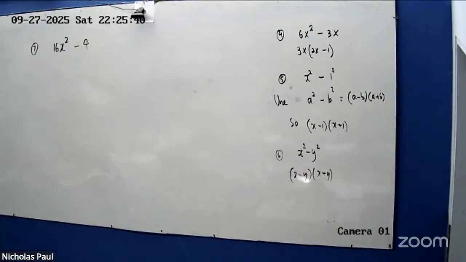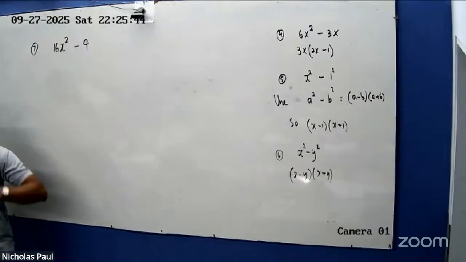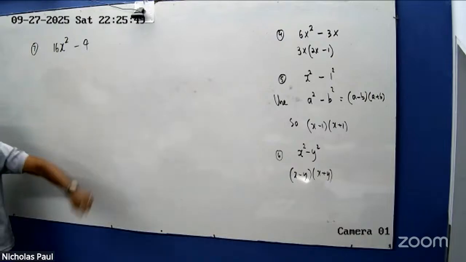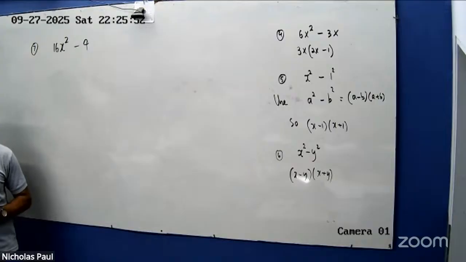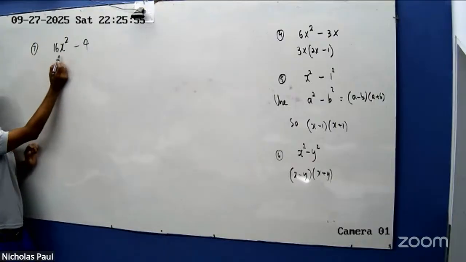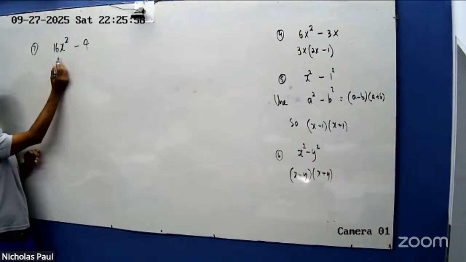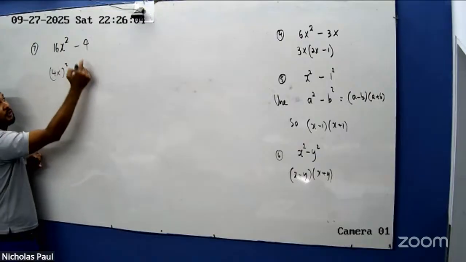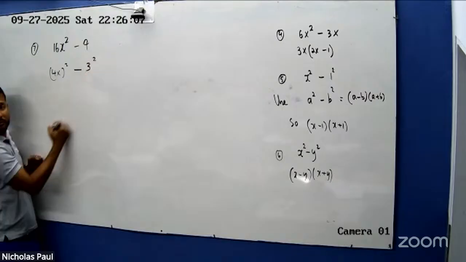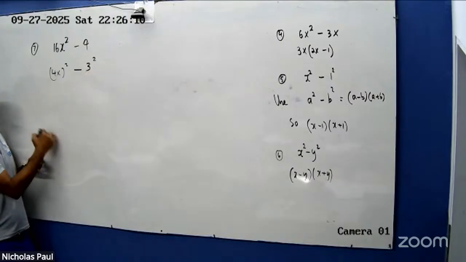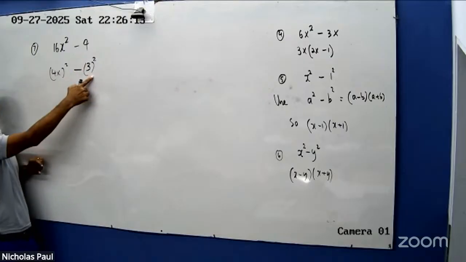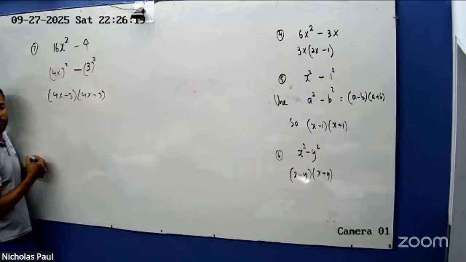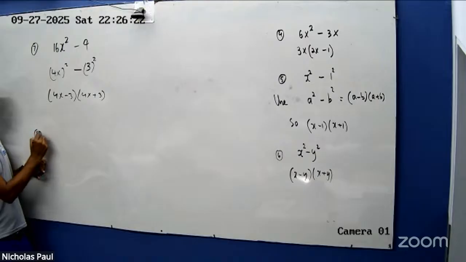Do I see anything in common? No. But is it possible to write this as something squared and 9 as something squared? What do you think? What squared will give me 16x squared? 4x, right? 4x squared will give me this. What squared will give me 9? 3. And all the hard work is finished. Can you see what is a and what is b? So that'll be 4x minus 3, 4x plus 3. Okay? Copy it down, try these two here.